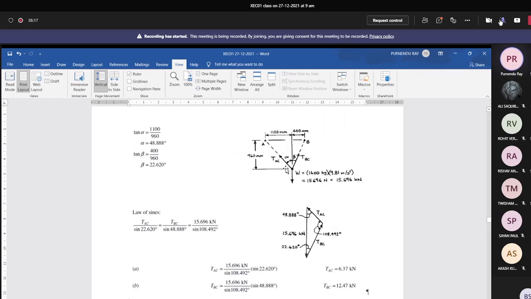So tension in the member AC, tension in the member BC, and this is the self weight, 1600 kg multiplied by 9.81 meter per second square, and this many Newton and kilonewton. Now determine the angles alpha and beta from the tangent, from the given directions and given lengths. There you draw this force triangle. This is given, 15.696 kilonewton.